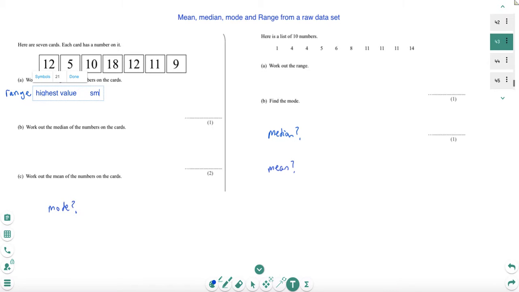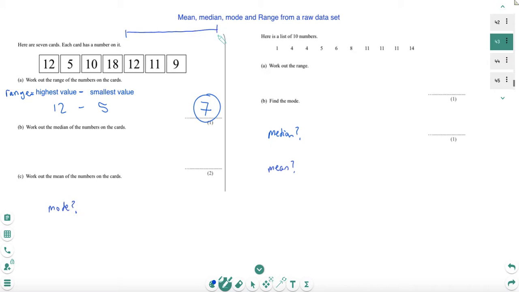So it's just the highest value minus the smallest value. Alright, that's it. So the highest value is 12 minus the smallest value, which is 5. So 12 minus 5 is 7. If I drew a little number line, the highest value is 12, the lowest is 5, which tells us the gap between these two numbers, which is 7.